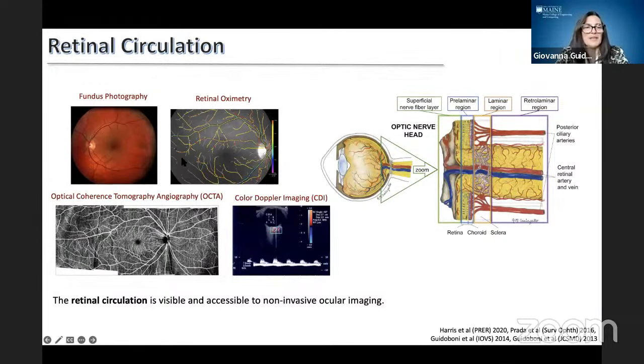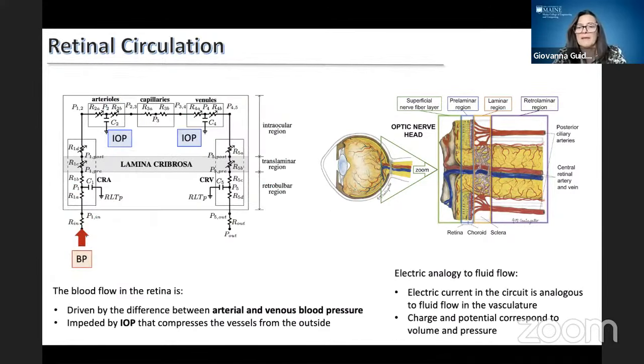And here you see some of the imaging techniques that are available for different portions of the retinal circulation. So our goal is to try to understand and quantify how changes in blood pressure and intraocular pressure may affect the circulation in the retina. Why is that relevant for glaucoma? I told you that the various cells, including the retinal ganglion cells, have their soma on the retina, and then the axons that go down the optic nerve. And so also impairment in the retinal circulation may drive the cell's death.